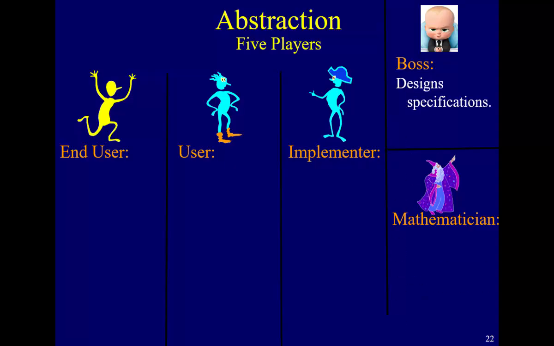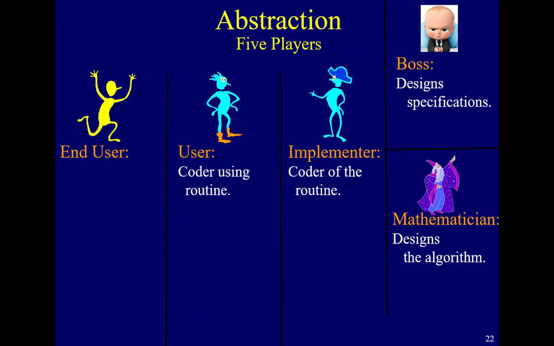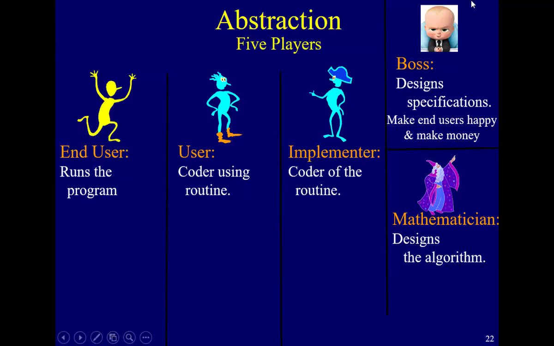The boss has to design what it is that we're trying to do, the specifications of the program. The mathematician needs to design the algorithms. The coder is implementing the data structure here. And then the user of the data structure is going to write code using that data structure. And then the end user uses it all. He has a cell phone. So what's everybody's goals? His goal is to make the end user happy and to make money.